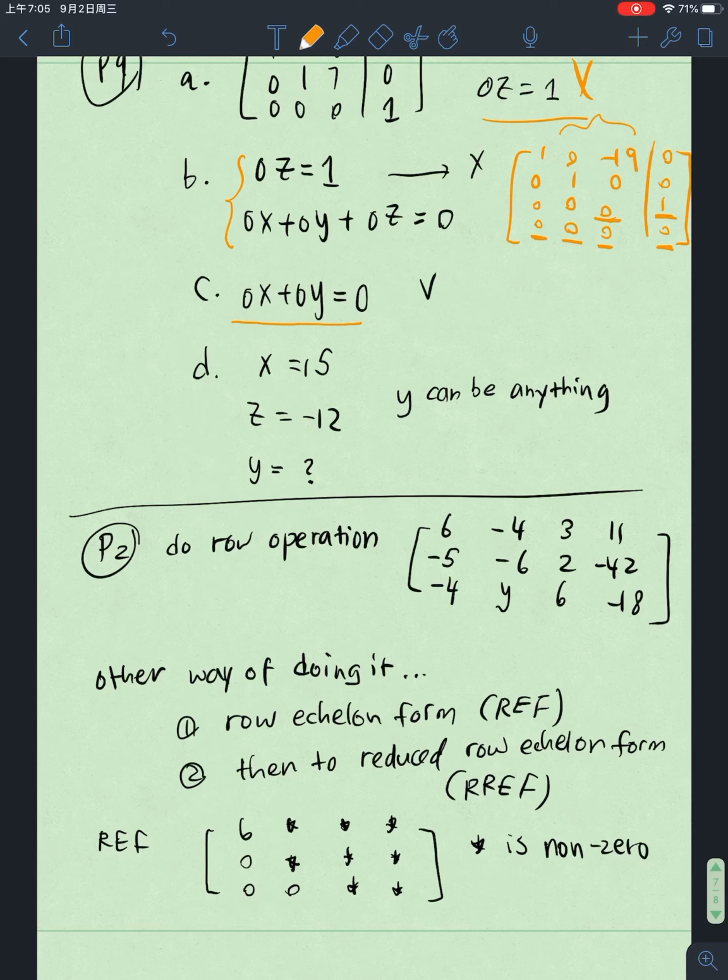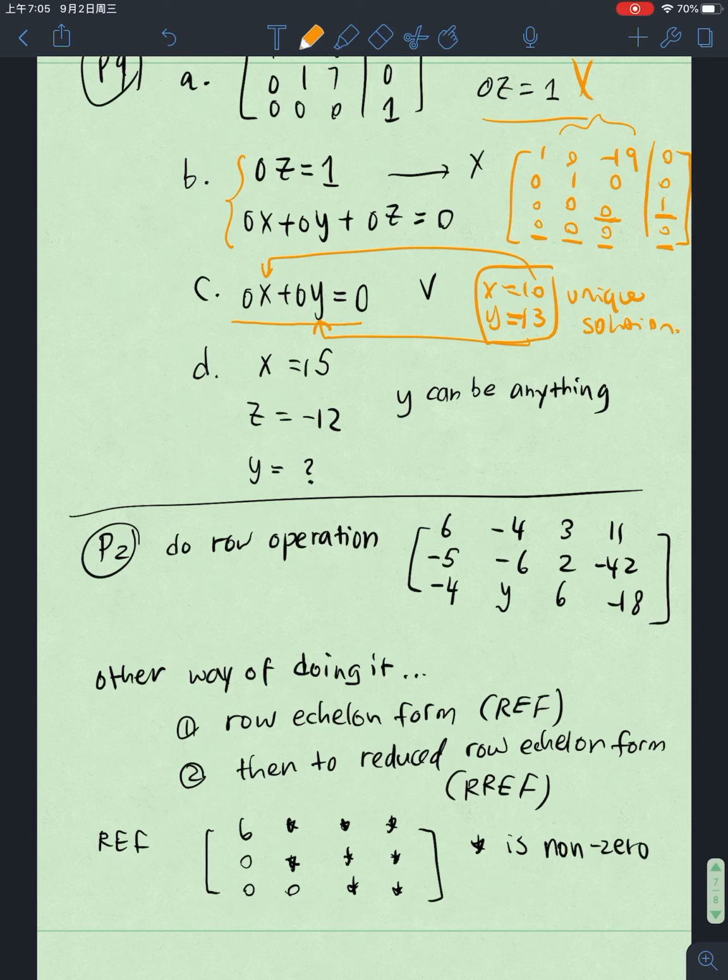For C, as I just said, the last one will be 0x plus 0y, so it can still be true. And we know from the original equation that x equals 10 and y equals 13. So this will be a unique solution. Yes, it will be a unique solution, because you plug this in and you see this is still true. So this one is a unique solution.